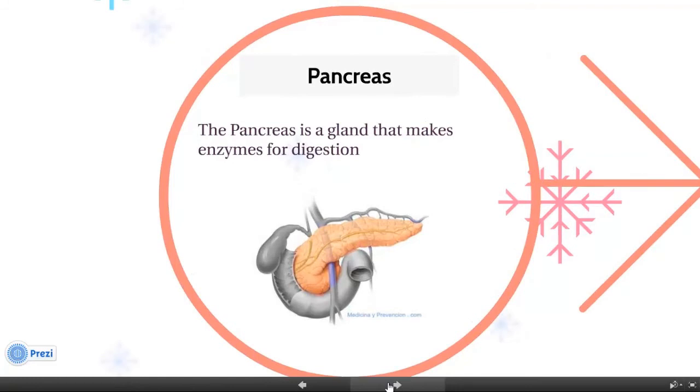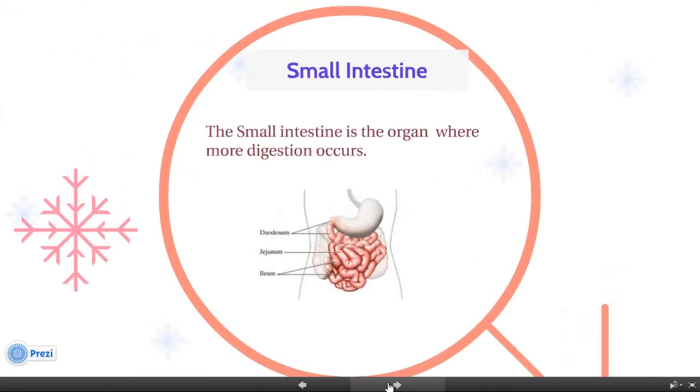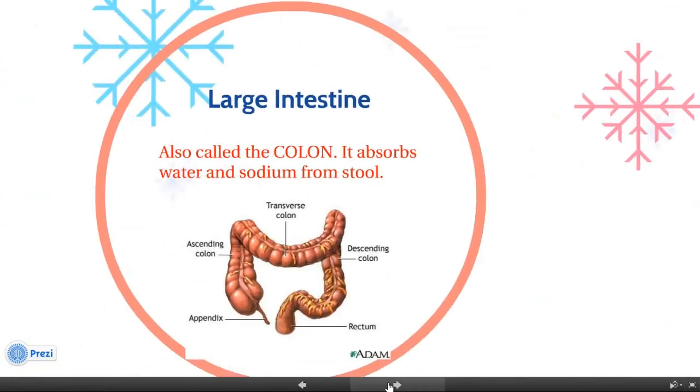The pancreas. The pancreas is a gland that makes an enzyme for digestion. The small intestine. The small intestine is the organ where more digestion occurs. The large intestine, also called the colon, absorbs water and sodium from stool.